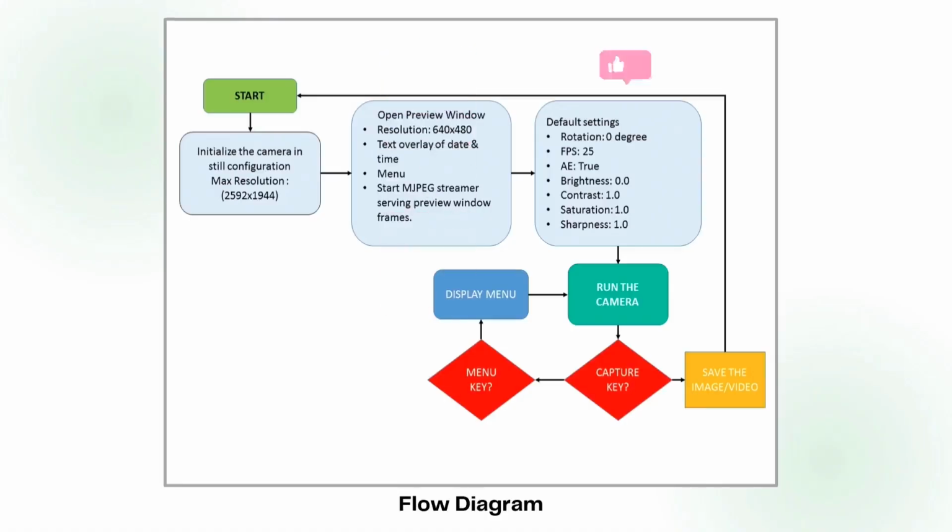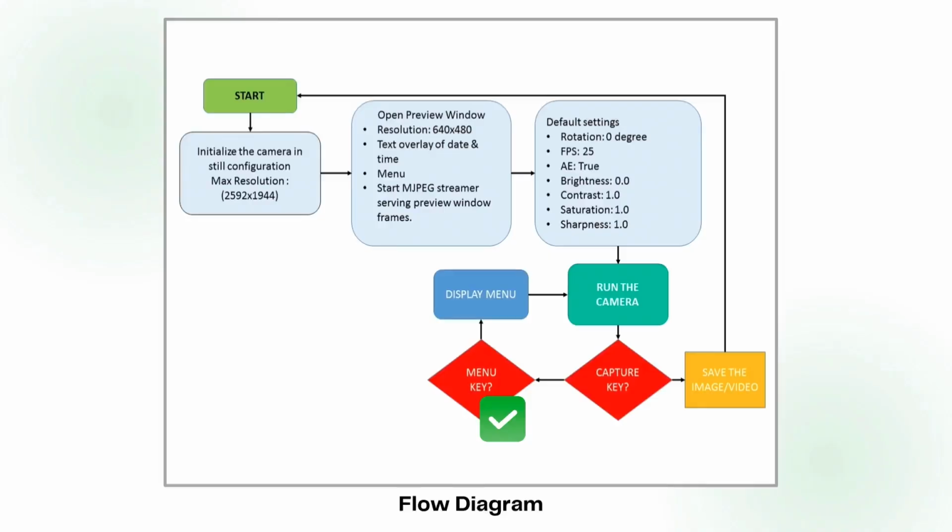The camera is initialized with 0-degree rotation, auto exposure enabled, 25 frames per second, and default values for brightness, contrast, saturation, and sharpness as shown here. The camera starts running, and if the capture button is pressed, the image is saved. On clicking the menu button, the settings page is opened. The cursor button can be used to move the cursor to the required setting, and the edit button can be used to edit the setting. Pressing the menu or OK button exits the menu page.